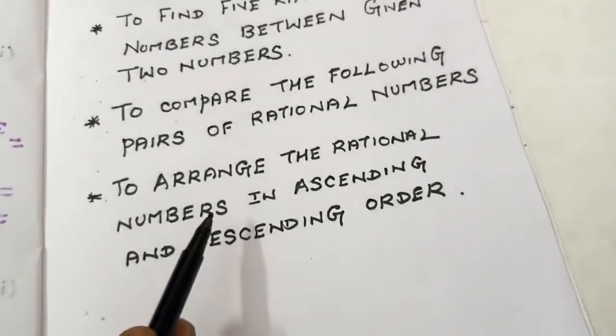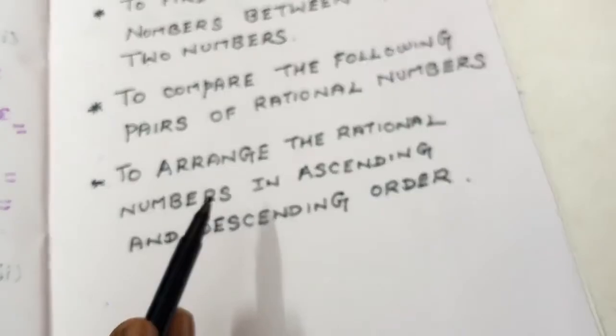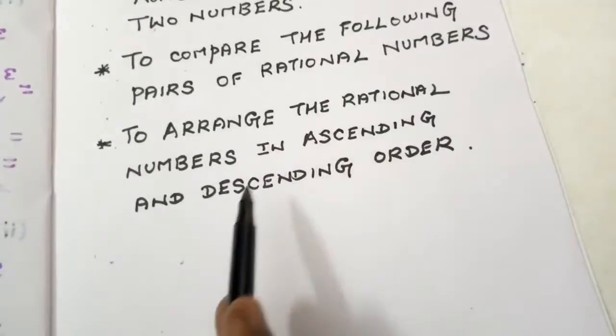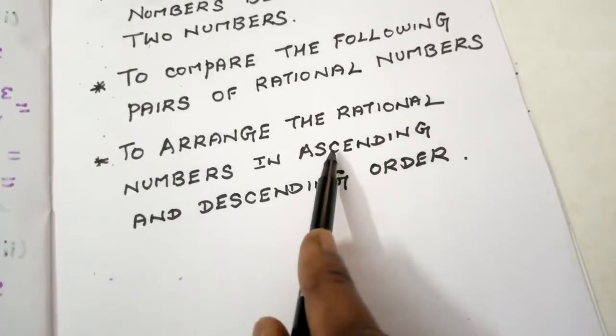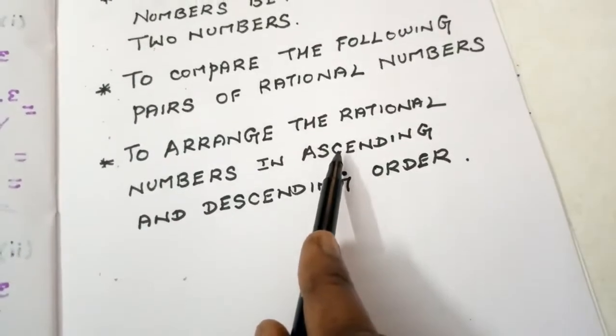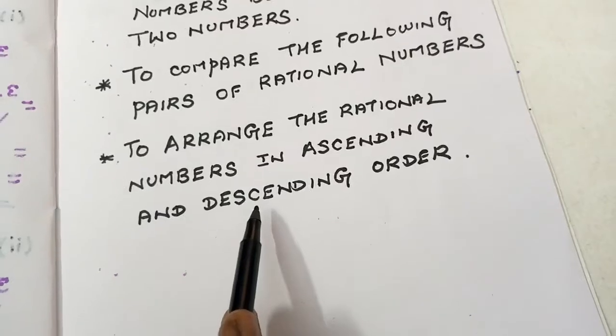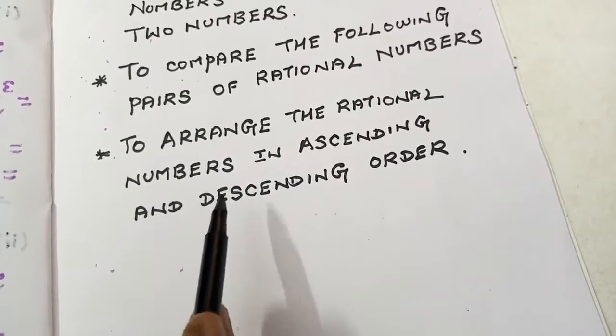They will be giving you a set of rational numbers, students. We are going to arrange the rational numbers in ascending and descending order according to the question. What is the meaning of ascending? Ascending means small to big. Descending means big to small. Now we are going to start with the first question.